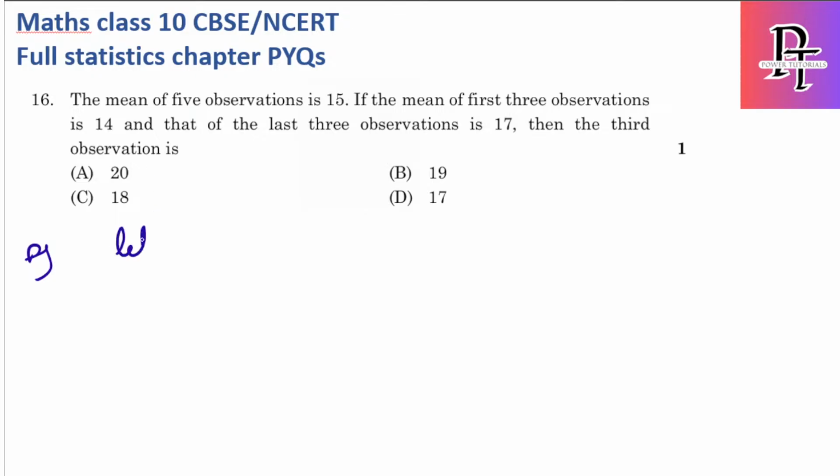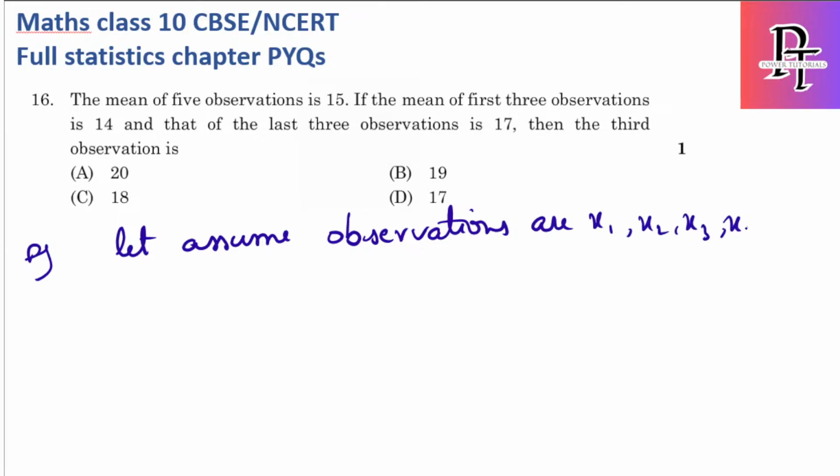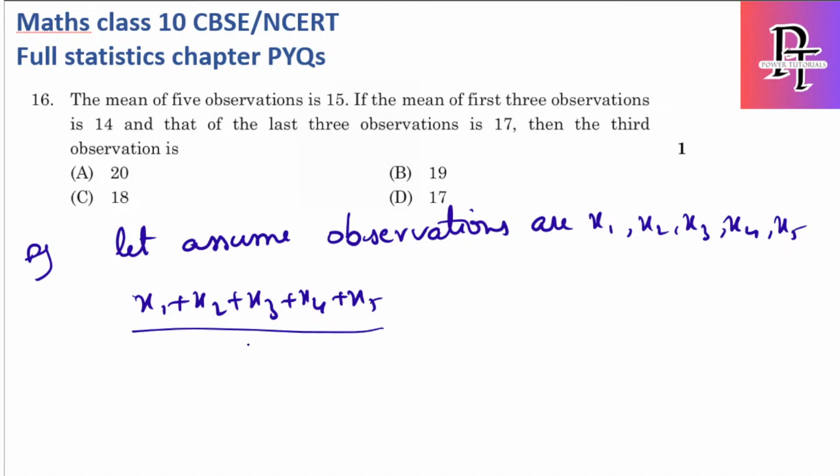Let's assume the observations are x1, x2, x3, x4, x5. What is the mean of all 5? Mean of all 5 is nothing but (x1 + x2 + x3 + x4 + x5)/5, which is equal to 15. Mean of first 3 means (x1 + x2 + x3)/3.